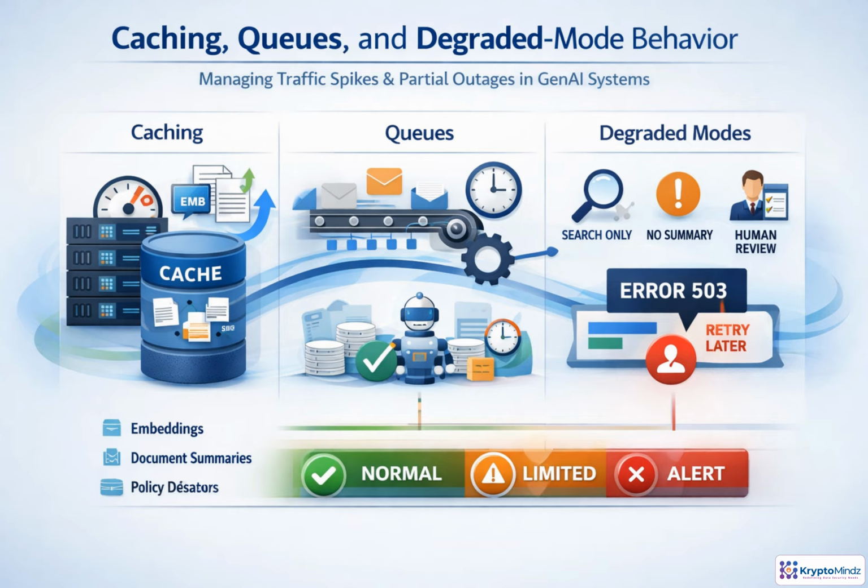If a model or service slows down, degrade deliberately. Offer search-only results, reuse a previous answer, hide an unavailable summary, or route to human review. Most importantly, communicate status clearly, with retry guidance instead of mysterious failure.